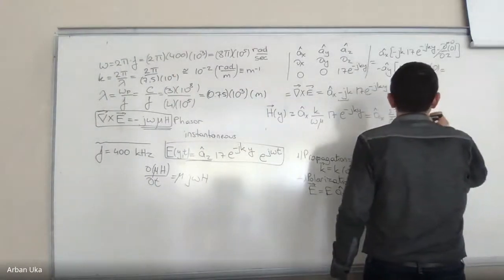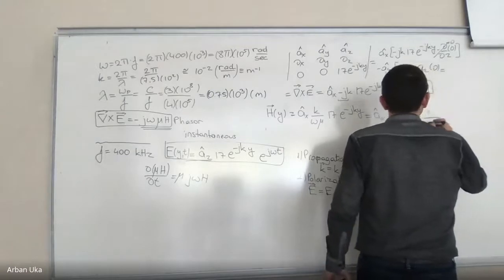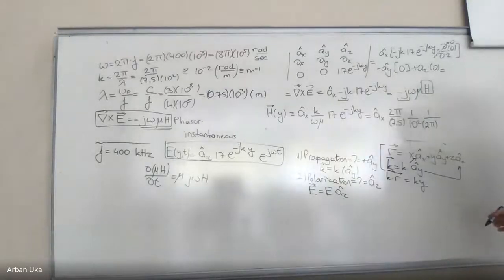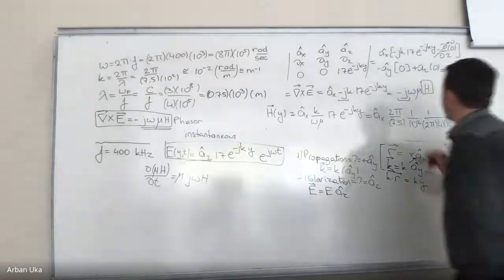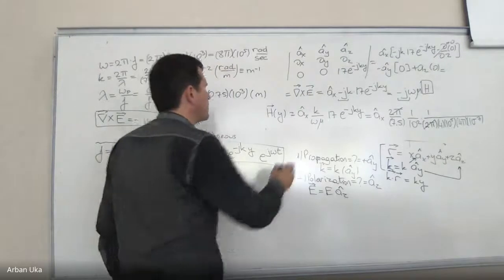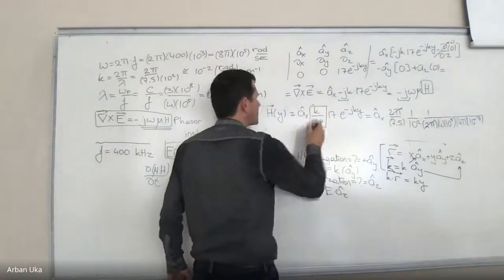What is omega? It is 2 pi times the frequency, which was 400 kilohertz. Wait a second, this is k divided by omega. And then yes, mu is equal to 4 pi times 10 to the power minus 7. Okay, and then we can notice here, this is 2 pi over 2 pi, they cancel out. But so far, we've just written this expression.